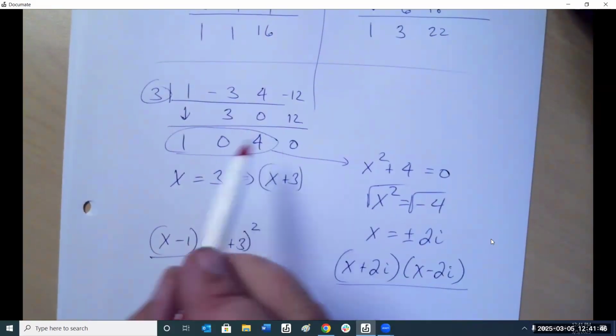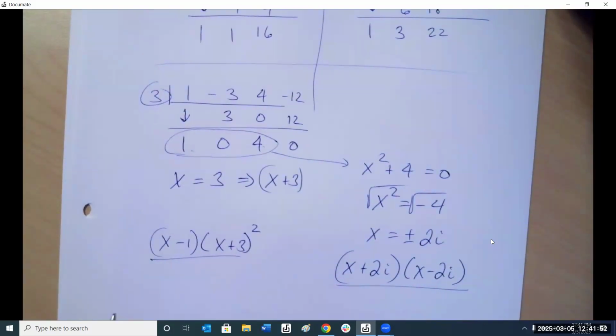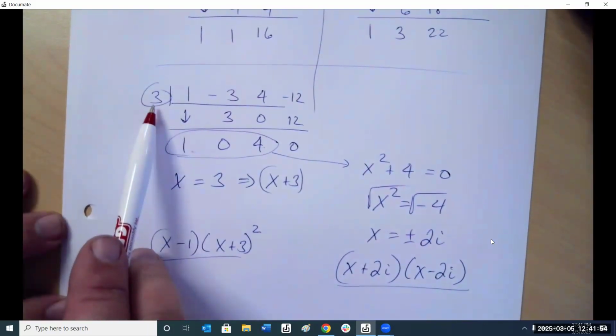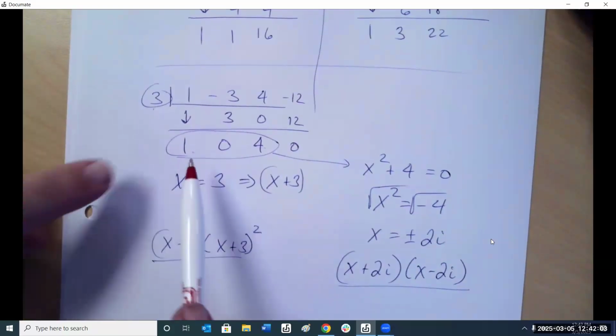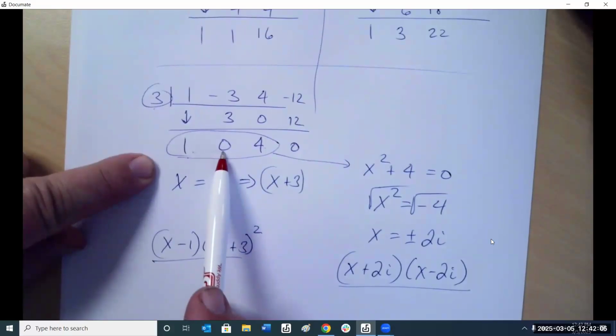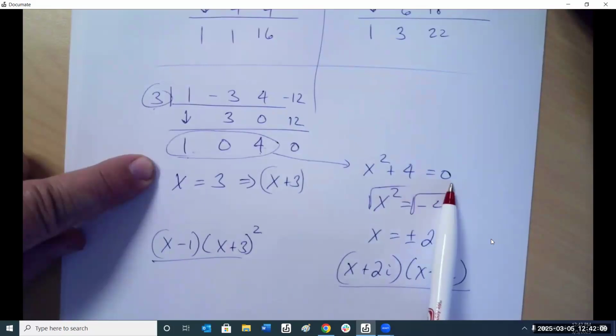Once you get to 3 parts, it's much easier to solve from there. I found my 3 real solutions. Nothing else was working, so I tried 3 again. Remember, always try it just in case you have multiplicity. I just forgot to do it again. And then I had x squared plus 0x plus 4, which is x squared plus 4, set equal to 0.